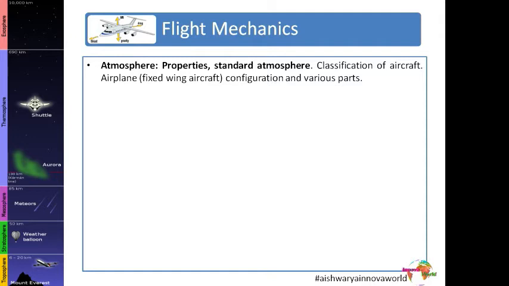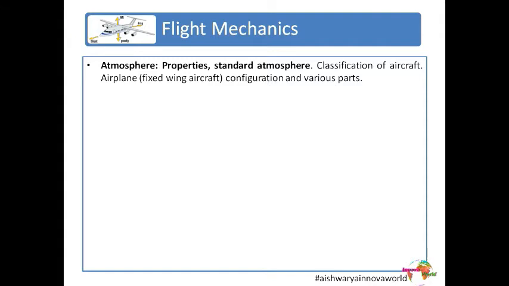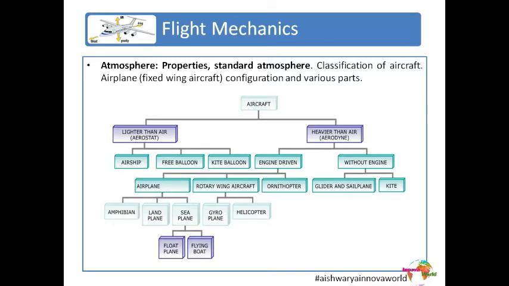And then comes the property and the formula. If it is isothermal, if it is a gradient layer, we have to study that. Then comes the classification of aircraft, how the aircraft is classified: heavier than air aircraft and lighter than air aircraft. And what things come under the category of heavier than air and lighter than air aircraft, you have to study. Maybe some questions might be asked from there.